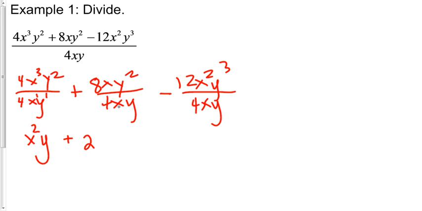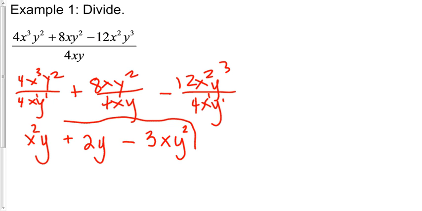X divided by x is 1. These cancel out. Then you've got y squared over y to the first, and that leaves you with a y. Then we've got minus 12 divided by 4 is 3. X squared over x to the first is x to the first. And y to the third over y to the first is y squared. Remember, when you're dividing with like bases, you're going to keep the same variable and subtract the exponents to get your answer. Okay, now this would be our final answer. We can't really simplify anything here because we don't have like terms.